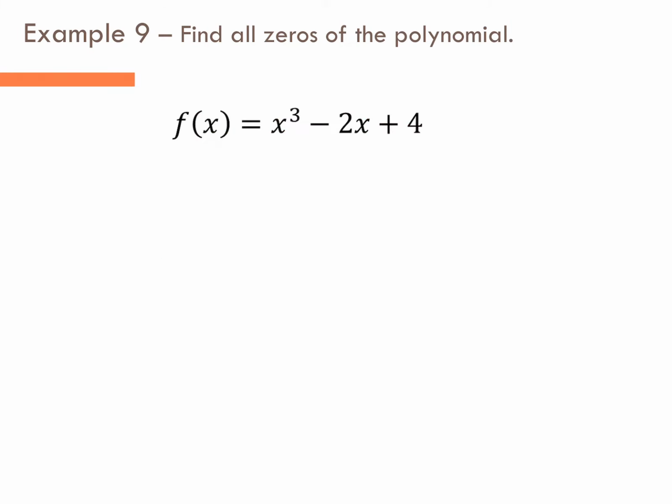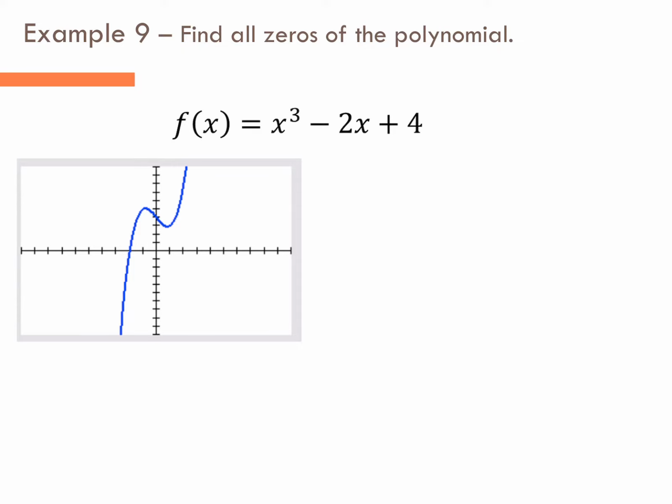All right, let's look at another one. If I want to find all zeros of this one, again, we're going to start the same way we had before. We're going to graph it. I can see in here that I only have 1 zero.